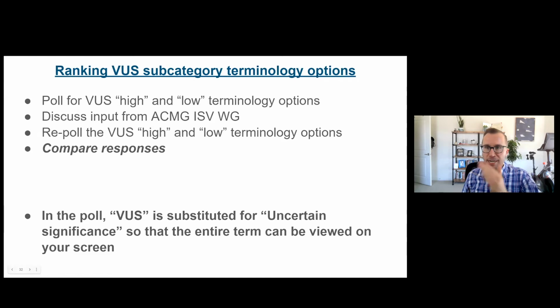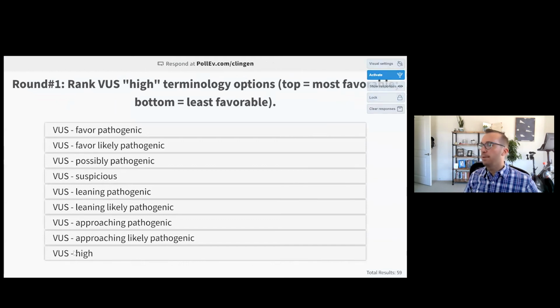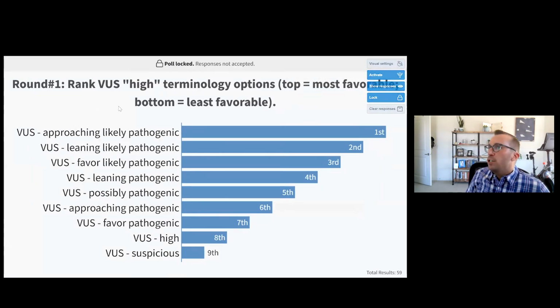All right, so now that we've done both, we'll compare what we had from the first round and second rounds. Hopefully I set up these polls right, that now we can do this. So from the first round, oh, sorry, let me go back, I did it. Oh wait, this was right, sorry. Show responses. So from the first round of the VUS highs, it looks like the preference was approaching, likely pathogenic, then leaning. So overall, it looks like even before we talked about it, people's preference was including the likely pathogenic as opposed to pathogenic. And these other types of terms were not so preferred. That's interesting that that's what people got to before we even discussed it. So that's helpful to see.